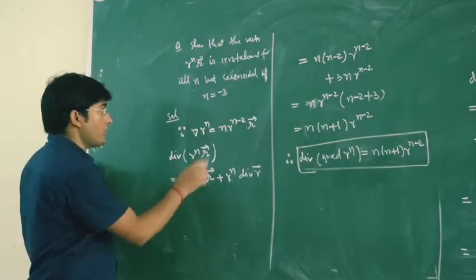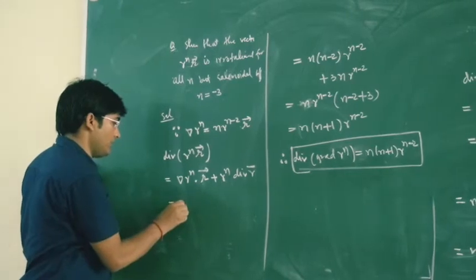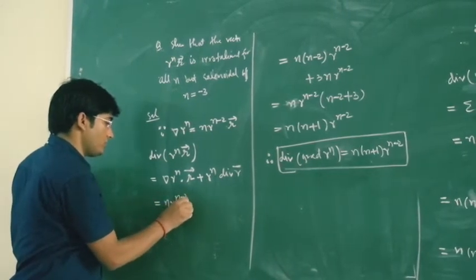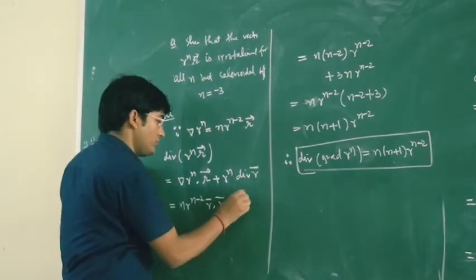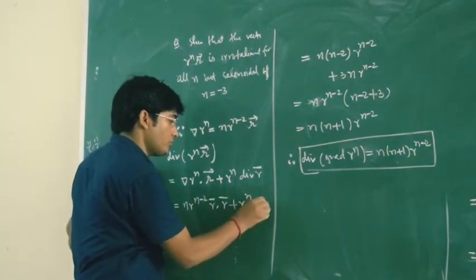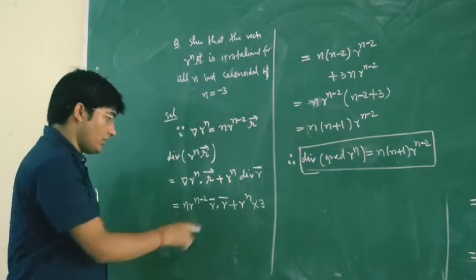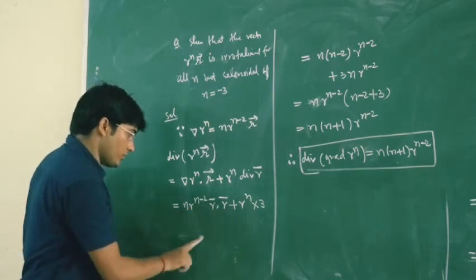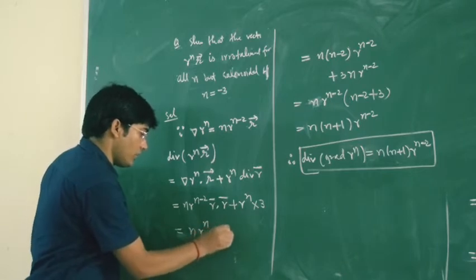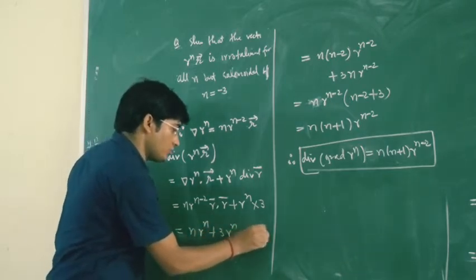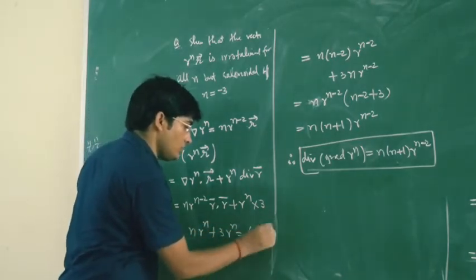Now grad r^n is equal to n r^(n-2) times vector r. So we have vector r here. Then, as we know that divergence of r is 3, this is equal to 3. Now this r dot r will be r squared. So this is equal to n r^n, plus 3 r^n. This is equal to (n+3) times r^n.